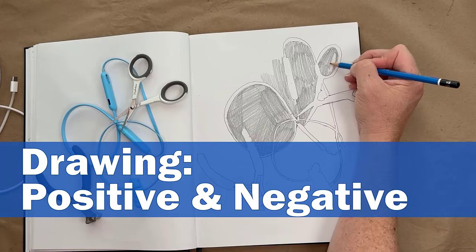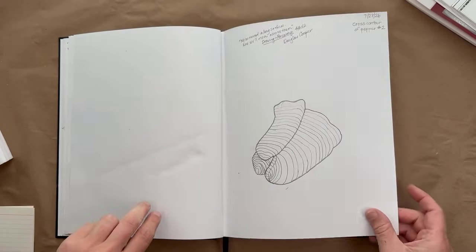Welcome back to the Analog Renaissance. Today we're going to focus on the spaces between the objects we're drawing. In other words, the positive and negative relationship between each object.